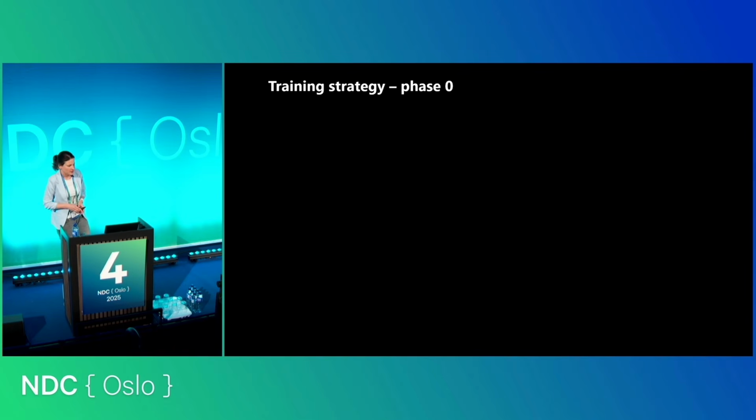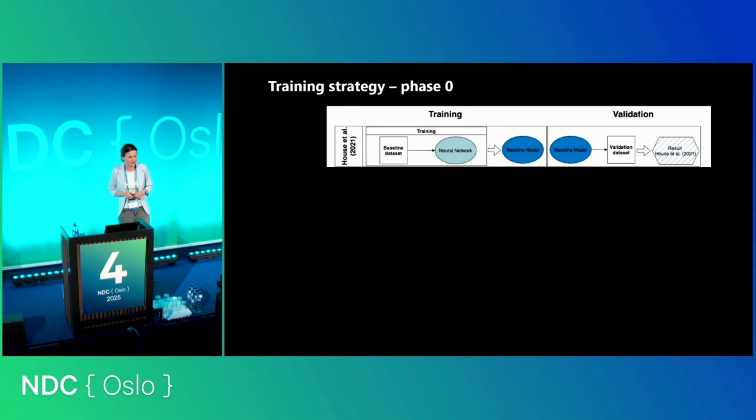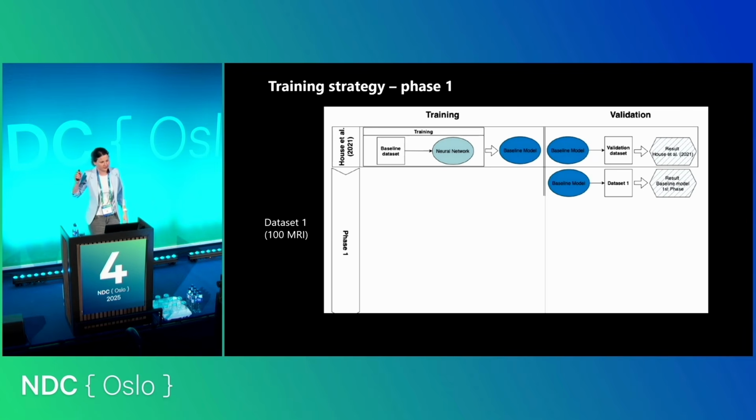So having the data sets, we started our training. And let's take a look at phase 0, which is our starting point, just a revision of what we said in act number 1. We had our baseline data sets, we trained our neural network, we have our baseline model, and we just keep it there. Phase 1 means we are taking the first of our 3 data sets, so the 100 MRIs where FCDs are just 10%.